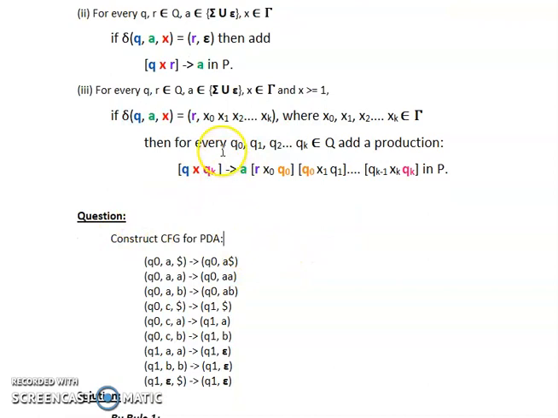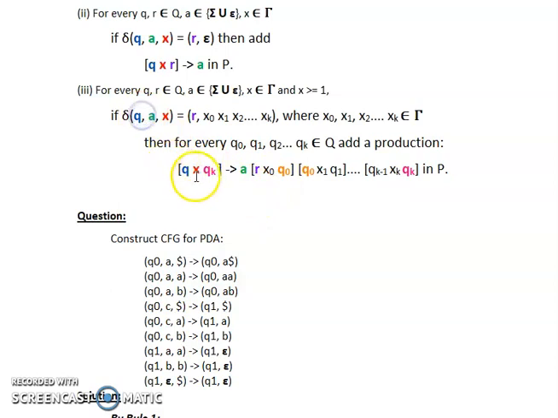Now for every state Q0, Q1, Q2 and so on till Qk that belongs to the set of states Q, we need to add a production of this particular format. That means for all the states that are present in our pushdown automata, we are going to add one production. That means there will be multiple productions for a single transition of a pushdown automata.